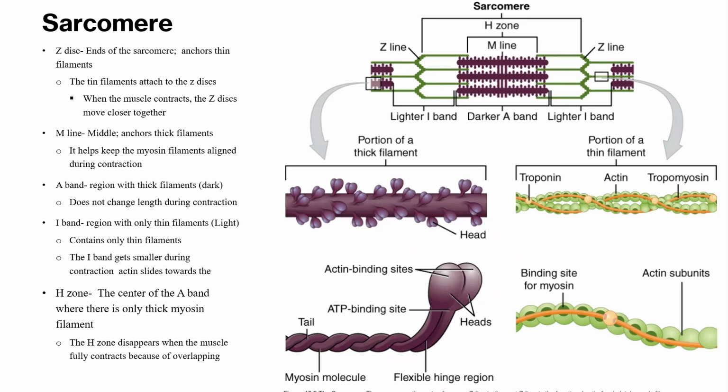And then as you can see, I also put in here that when a muscle contracts, the Z discs move closer together. The M line helps keep the myosin filaments aligned during contractions. The A band does not change length during contractions. The I band only contains thin filaments. It also gets smaller during contractions. Actin slides towards the center. The H zone disappears when the muscle fully contracts because of overlapping.